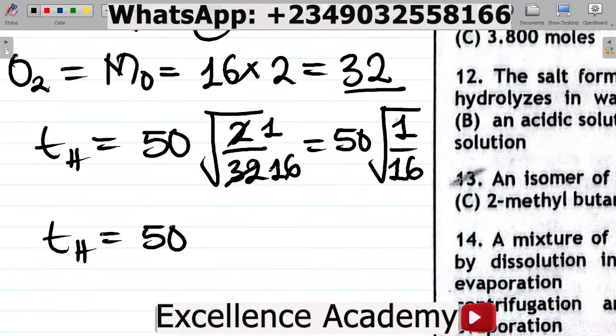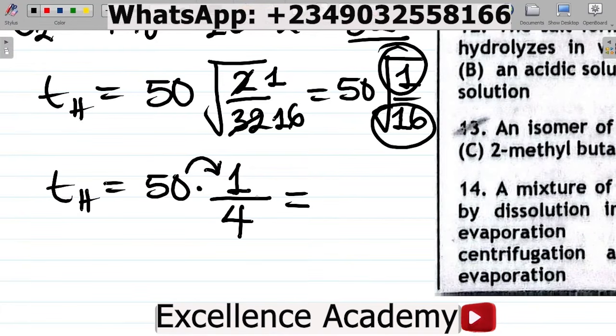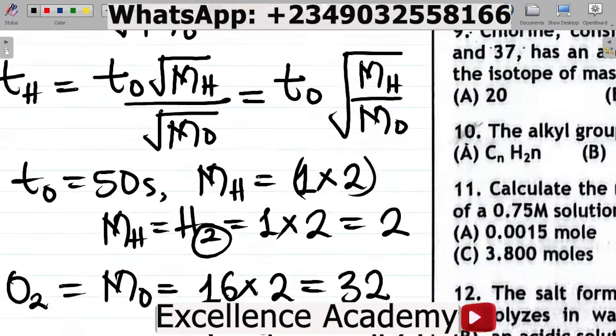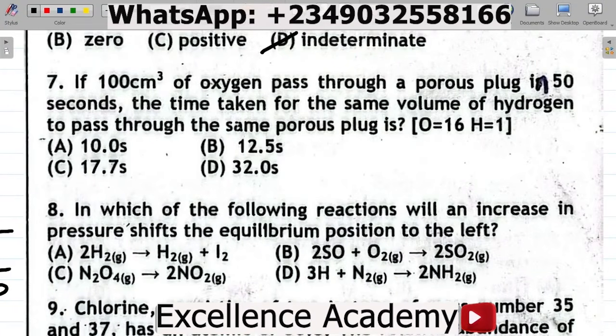The square root of, let's take the numerator there, the square root of 1 is 1, all over the square root of 16, which is what there? 4. So from here, we have 50 times 1, which is 50, divided by 4. 50 over 4 gives you 12.5 seconds. So I'm having 12.5 seconds. Let's see what option that is. 12.5 seconds, option B. Option B here, 12.5 seconds.